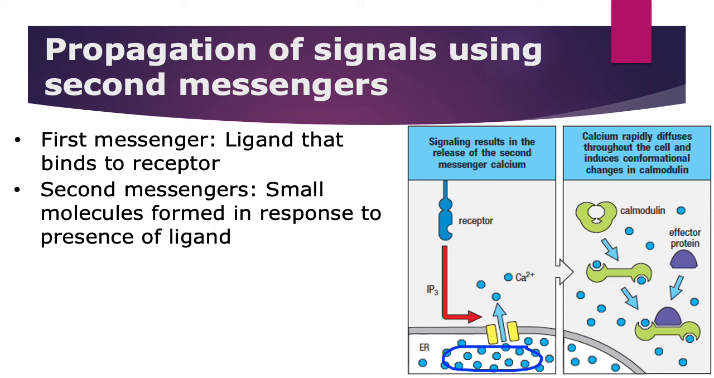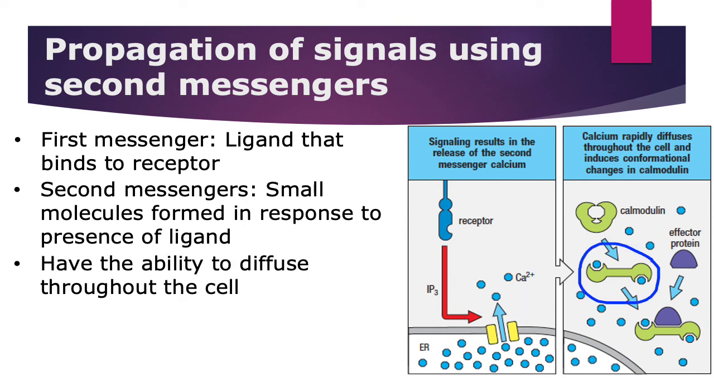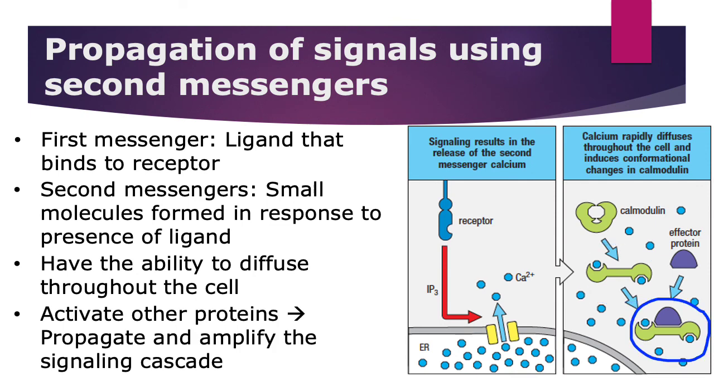When a ligand binds a receptor, the ion channels that regulate the flow of calcium into the cytoplasm will open up, and this results in a flood of calcium ions inside the cytoplasm. Calcium is a second messenger because it is a small molecule, and its entry into the cytoplasm was in response to the cell signaling that was triggered by the ligand. Second messengers have the ability to diffuse throughout the cell the way the calcium ion does, and in the process, they are able to bind to other proteins and activate them. These activated proteins can then interact with other proteins and in turn activate them. Thus, second messengers help in the propagation as well as the amplification of the signaling cascade.